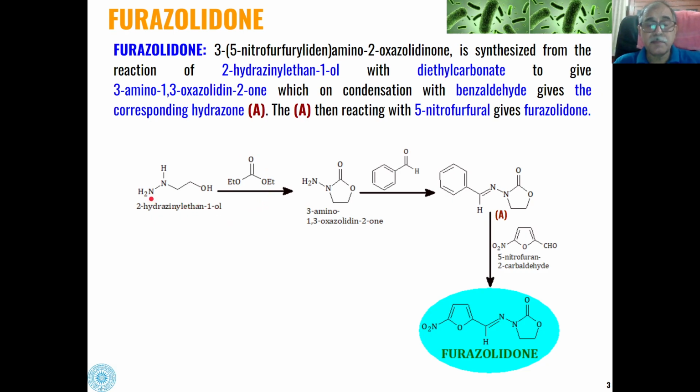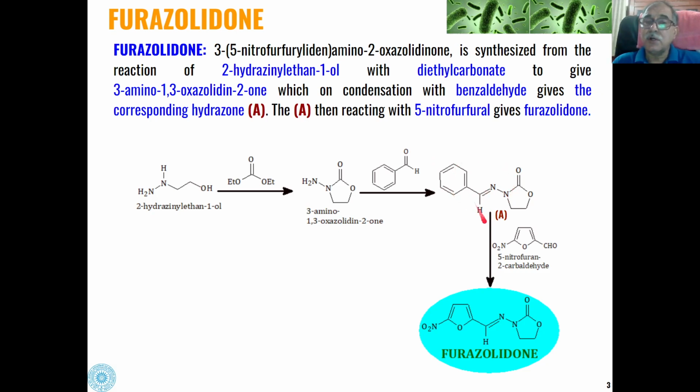Then in the next step, this nitrogen will also act as a nucleophile and attack this carbonyl so that a cyclic compound is formed. So 3-amino-1,3-oxazolidin-2-one is formed. In the next step, this amino group will interact with the carbonyl group of benzaldehyde to give this type of hydrazone.